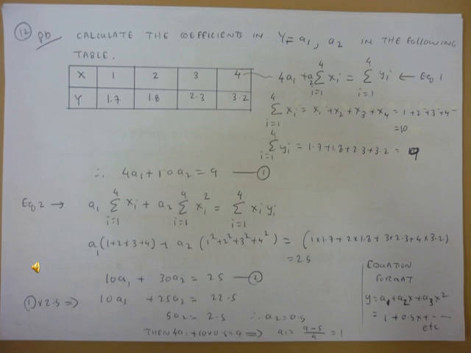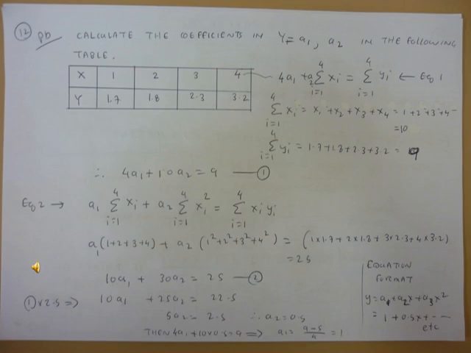So we got two equations. The first one is 4a1 plus 10a2 equals 9, and the second one is 10a1 plus 30a2 equals 25. So we resolve these two equations. Equation 1 is multiplied by 5/2, so we get 10a1 plus 25a2 equals 22.5. By resolving, 5a2 equals 2.5, so a2 is equal to 0.5.